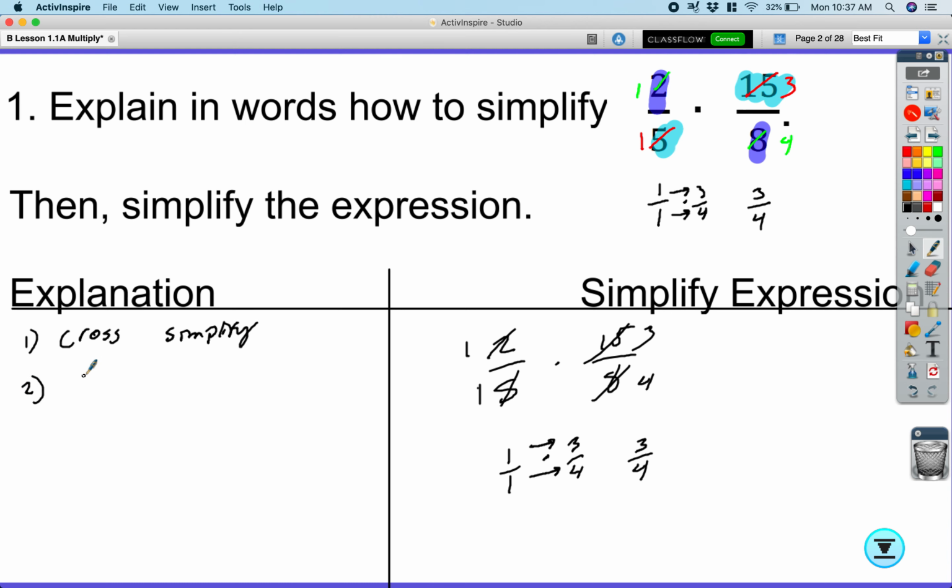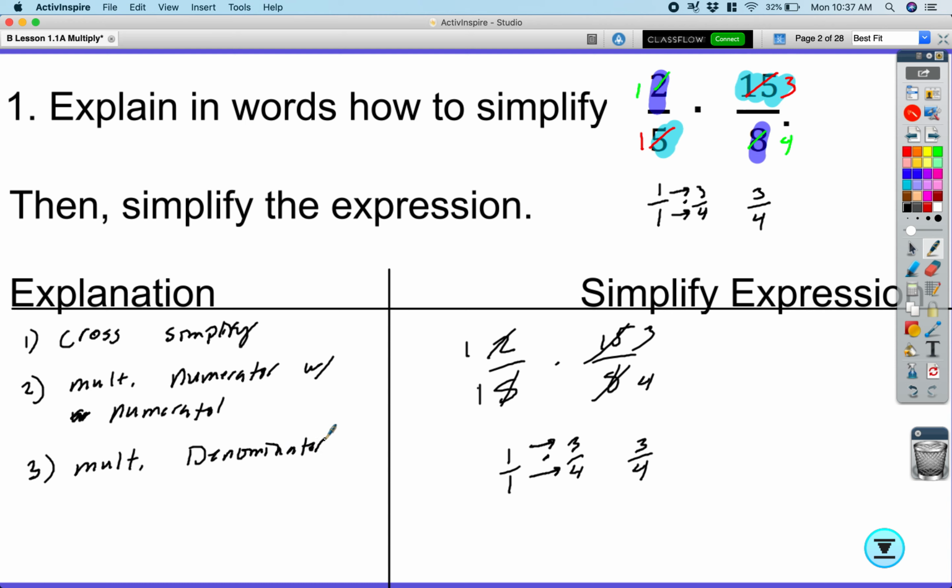Second thing, when multiplying straight across, we multiply numerator with numerator. And then the third step, multiply denominator with denominator. And then your final step would be simplify if possible. And there's no need to do that.